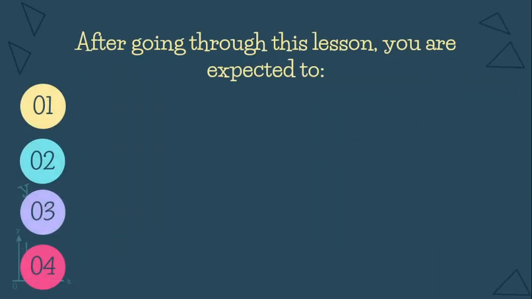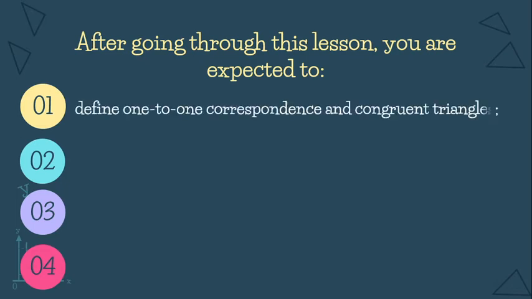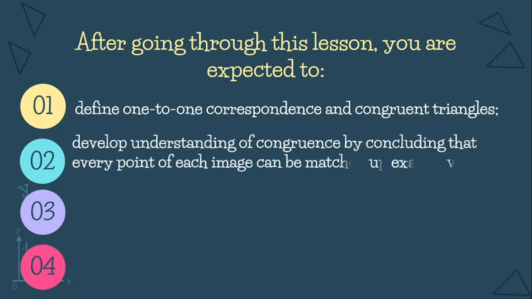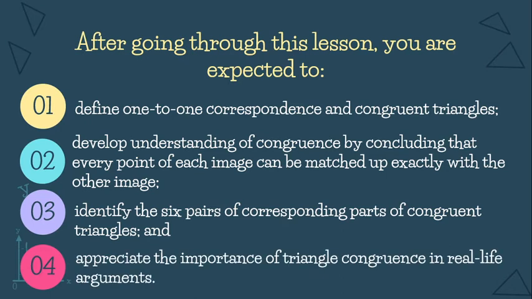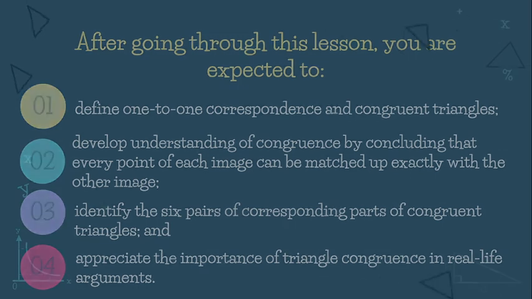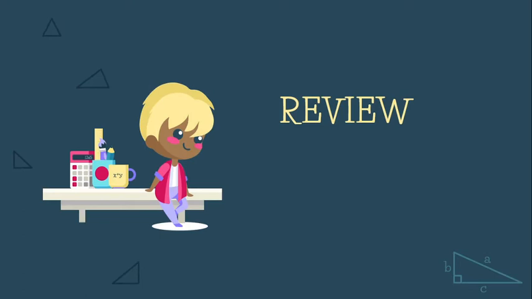So here are the objectives for this lesson. After going through this lesson, you are expected to define one-to-one correspondence and congruent triangles. Next is develop understanding of congruence by concluding that every point of each image can be matched up exactly with the other image. Third, identify the 6 pairs of corresponding parts of congruent triangles and appreciate the importance of triangle congruence in real-life arguments. But before that, let's have a short review.